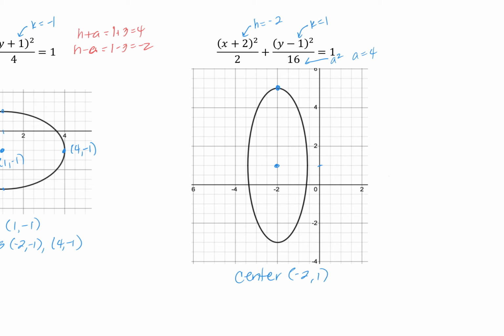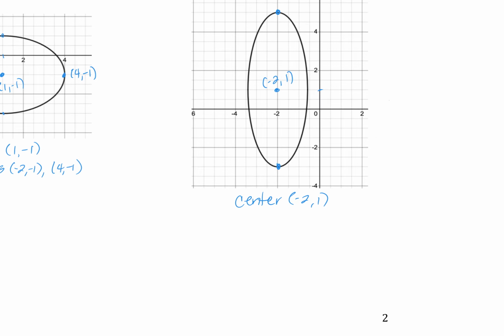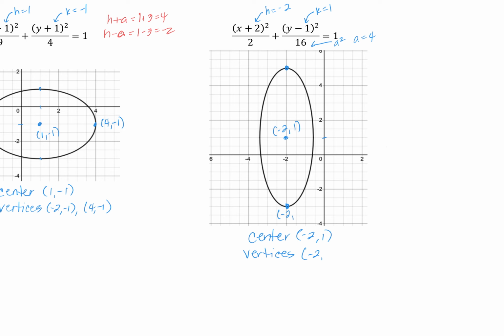So we're looking at stretched out vertically. Notice that when we go up and down from the center, which was -2, 1, we're changing the y value, but the x value of -2 stays the same, which means my vertices will be -2, comma something. So here's a vertex down here, and -2, comma something.